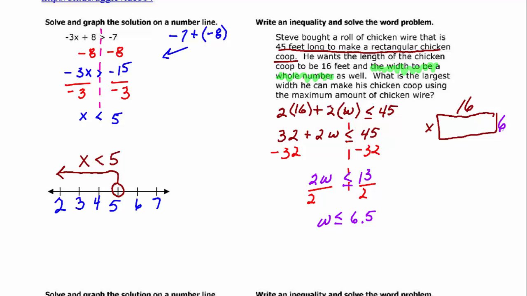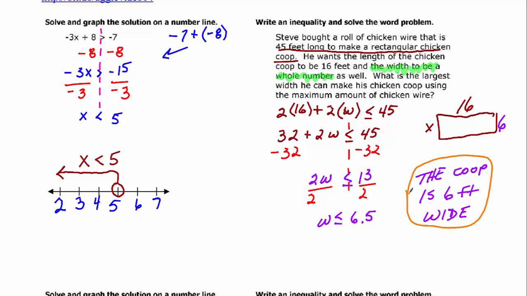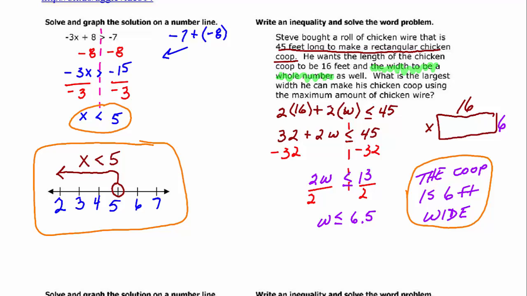And so how wide is it? The coop is 6 feet wide. That is our answer for the width of the chicken coop, just like over here our answer was x less than 5. And on these, don't forget, you have to also do the graphing.